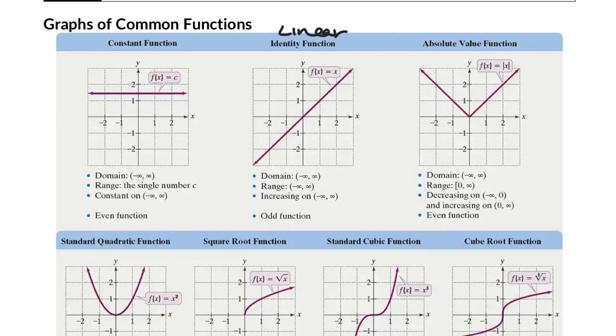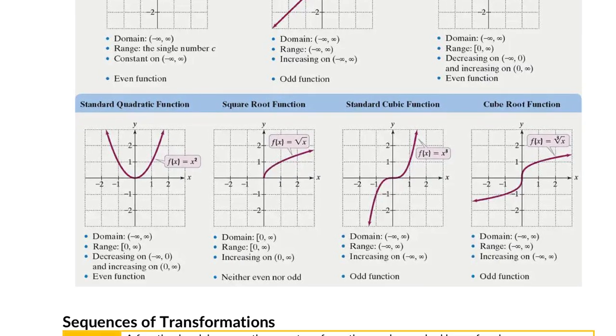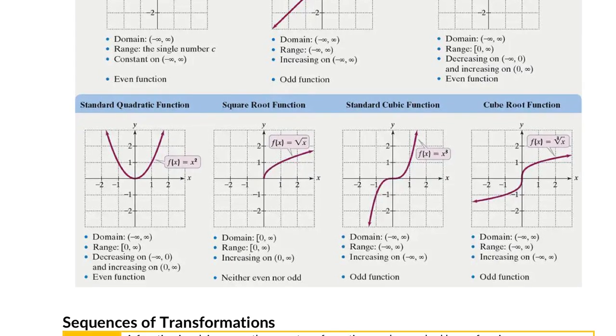The absolute value function looks like a V for value, absolute value. It returns all of the positive numbers, so it's the distance from 0. It looks like a V. We have our standard quadratic function with all real numbers for its domain and everything above 0 for its range.